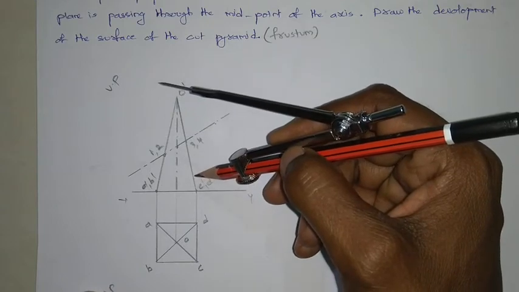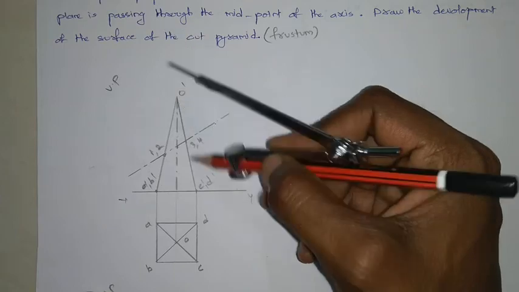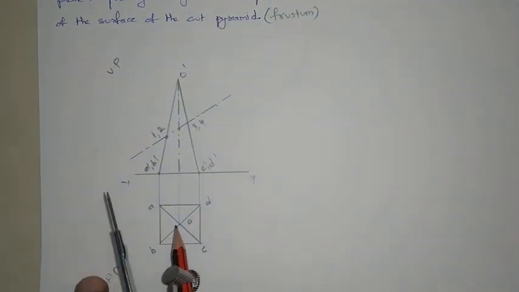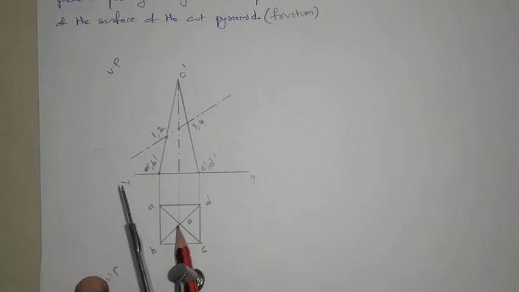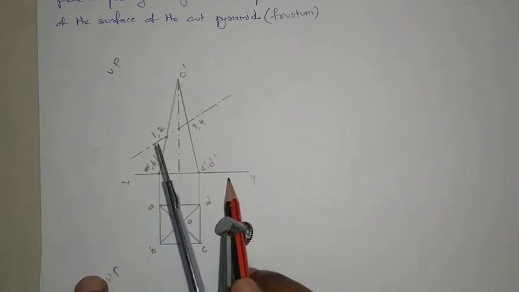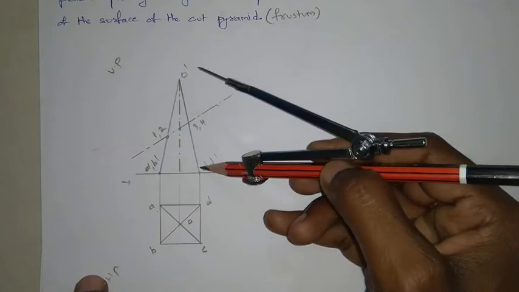Now one more condition for considering the length of slant edge is the slant edge should be parallel to XY in the top view. So if you consider OA or OB or OC or OD, out of these 4, no slant edge is parallel to XY.